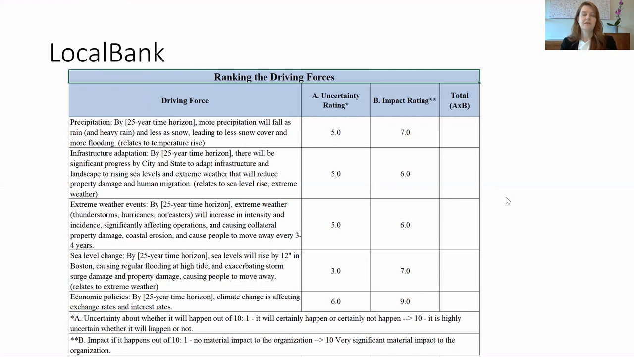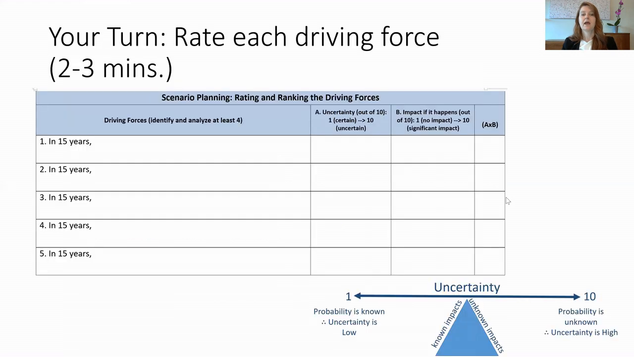I think if the impact were to occur, the impact will be fairly big. So I've put the impact rating at a 9, since it could send customers going to other banks, it could cause mortgagees to fall behind on their payments, or have other detrimental impacts on local bank. Now it's your turn. Go through your list of forces and rate each of them for uncertainty and impact. Pause here while you do it, and then restart once you're ready to go to ranking your forces.